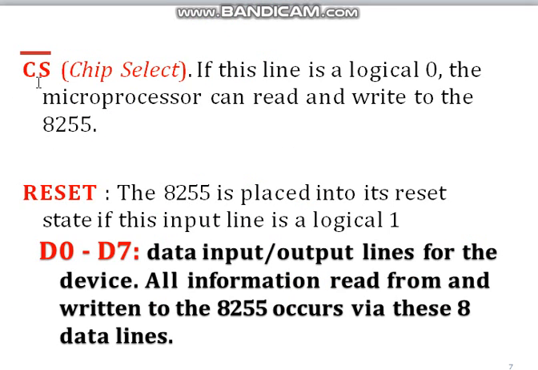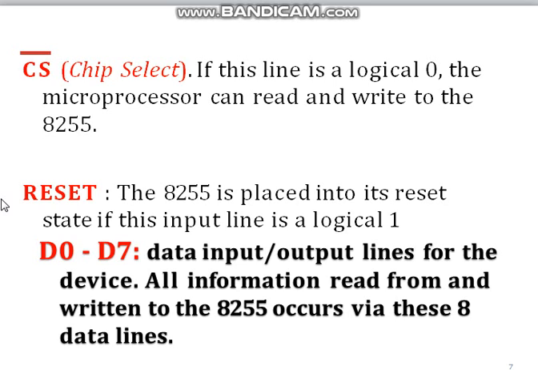Now, you know the role of a chip select. Chip select is used to select this particular IC. If the chip select is low, it means that the 8255 chip is selected for read and write operation. And you have a reset pin. Once the reset pin is set to high, when it is logically high, all your outputs will be disabled and all will be converted into an input port. That is done by this reset pin.